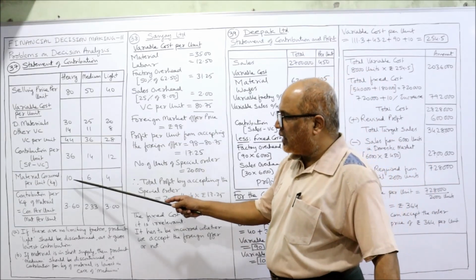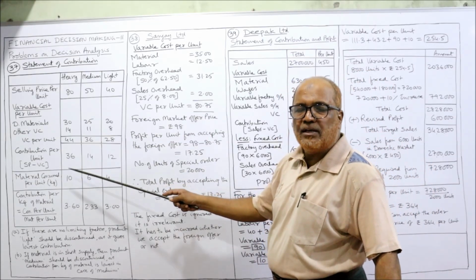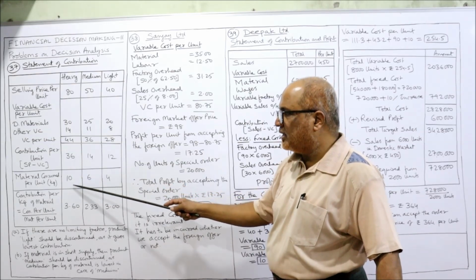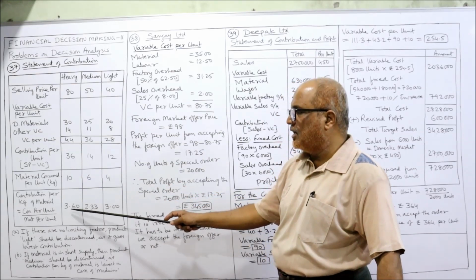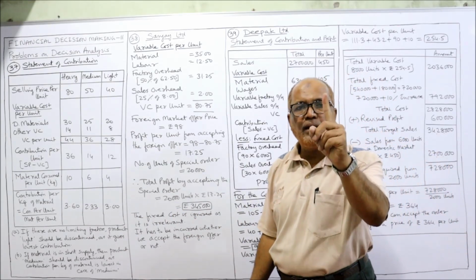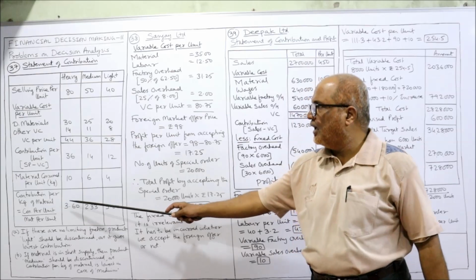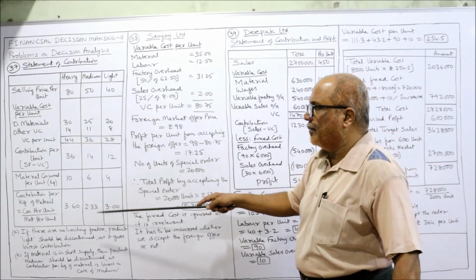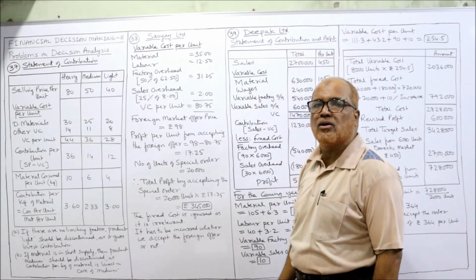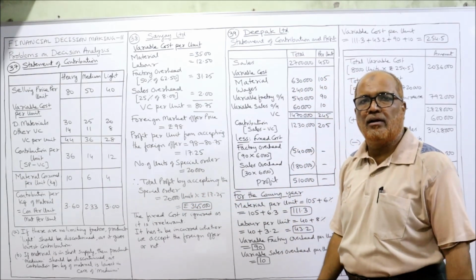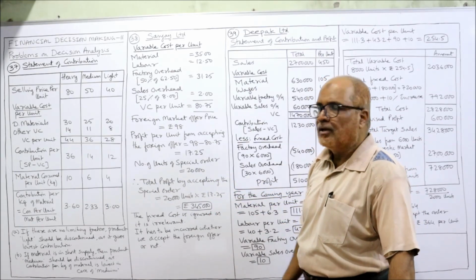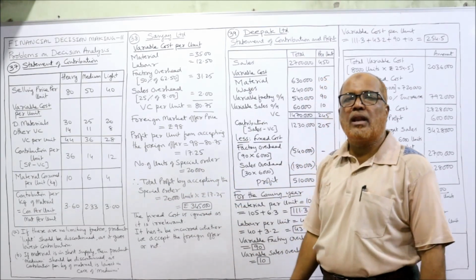Contribution per unit is 36, material required is 10 kilogram. So 36 divided by 10, 3.60. 3 rupees 60 paisa is the contribution per kilogram of material in case of heavy. In case of medium, contribution 14 divided by 6, 2.33 is the contribution per kilogram of material. Light, 12 divided by 4, 3. So we got the contribution per kilogram of material.